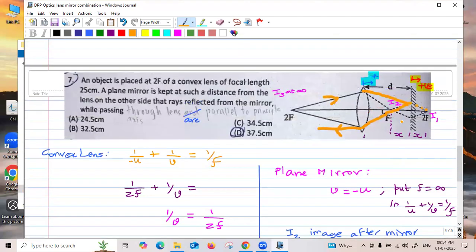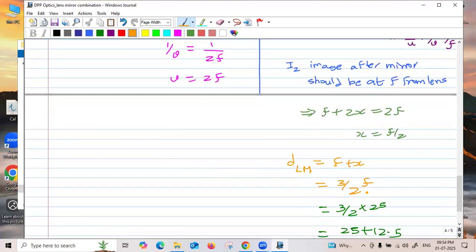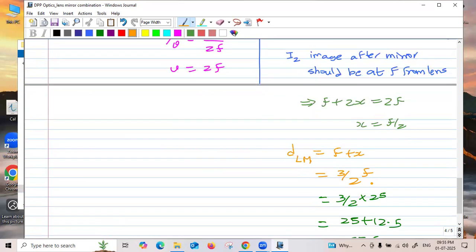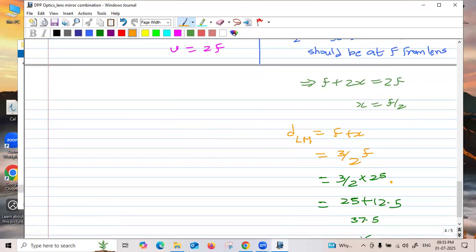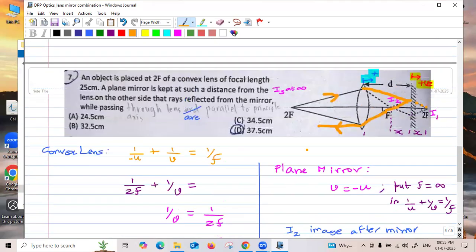So once I get x, I can find this d, which is f plus x. This is 3 by 2 f, which is 1.5 times f. So 1 times f is 25, and half of f is 12.5. So 37.5 centimeters, because everything is given in centimeters. So correct option is option D.